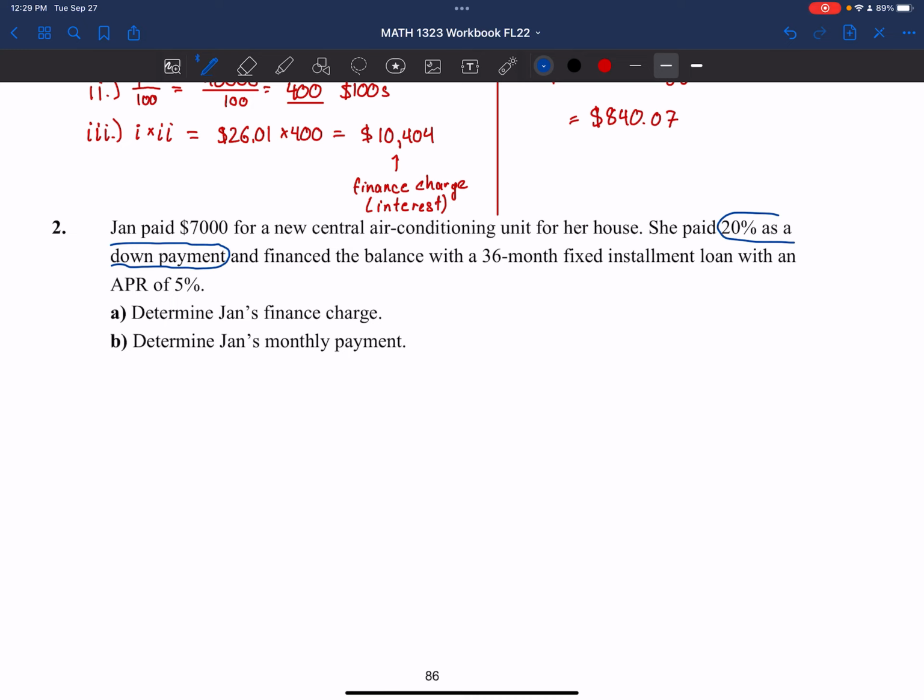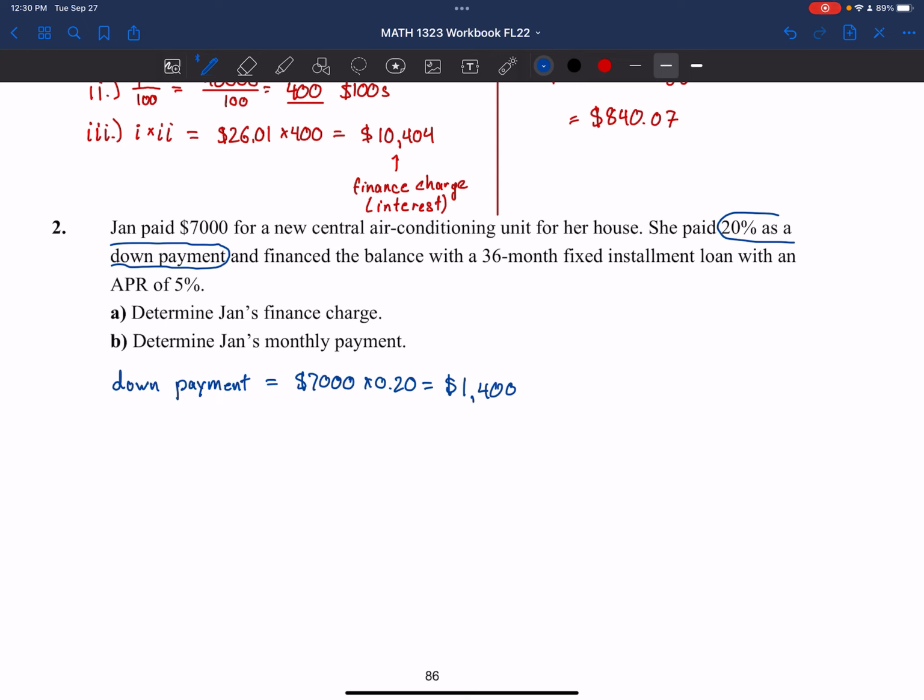So let's go ahead and first compute the down payment. This is going to be 20% of 7,000. So to do that, I'm going to just do 7,000 times 0.20, and you'll find that's going to be 1,400. So that's our down payment.